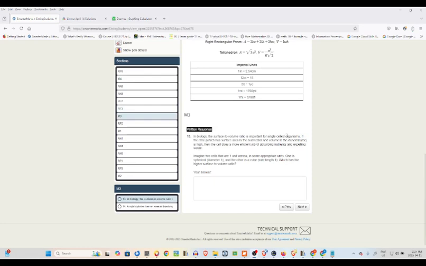All right, so now we are moving into measurement 3, surface area and volume. In biology, the surface to volume ratio is important for single-celled organisms. If the ratio, which has the surface area in the numerator and volume in the denominator, is high, then the cell does a more efficient job of absorbing nutrients and expelling waste. So we imagine two cells that are 1 unit across in whatever units fit. One is spherical with diameter 1, the other is a cube, side length 1. Which has the higher surface to volume ratio?